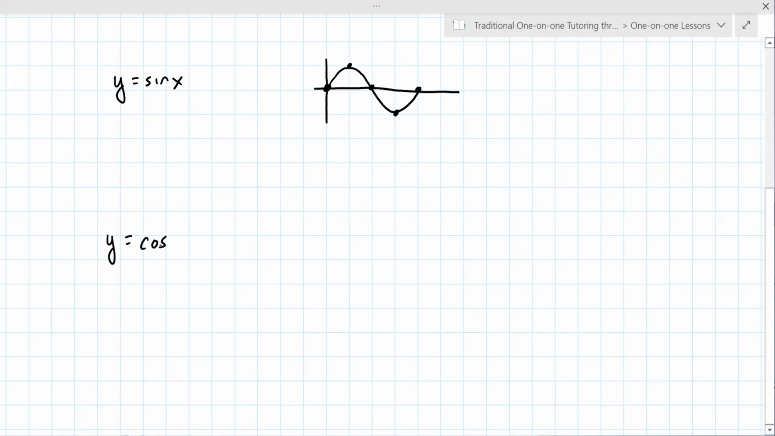And then cosine is slightly different. It starts high. So it starts up here, drops down, comes to a minimum, comes back up, and repeats here. And you want to get good at these kind of smooth lines that connect together like that. But these have to be well known to you.